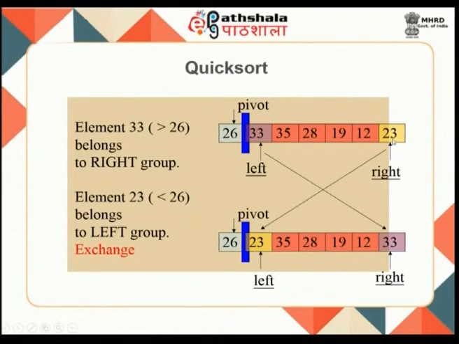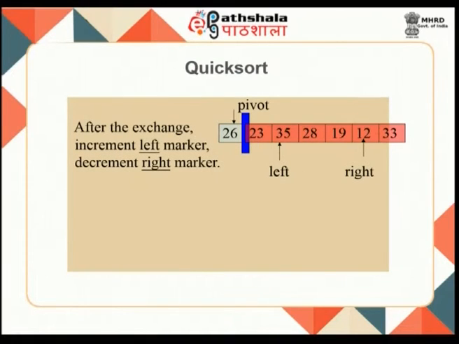So, now you can see very well this 23 comes here and this 33 goes to this particular side. After the exchange we are just incrementing the left marker as well as decrementing the right marker. So, now you can see that the left element is 35 and the right element is 12.